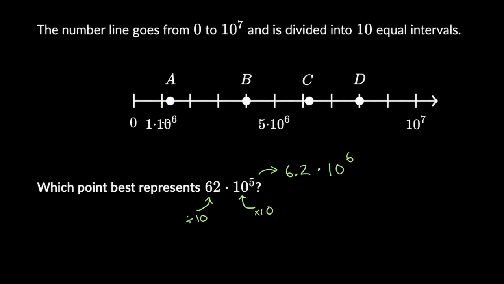Well, it's going to be a little bit more than 6 times 10 to the 6th. So this is 1 times 10 to the 6th. Actually, you got 2, 3, 4, 5. This is 6 times 10 to the 6th. Let me write that. This right over here is 6 times 10 to the 6th. And so a fifth of the way, 0.2 of the way, between 6 times 10 to the 6th and 7 times 10 to the 6th, that looks like point C right over there. So that point best represents 62 times 10 to the 5th.